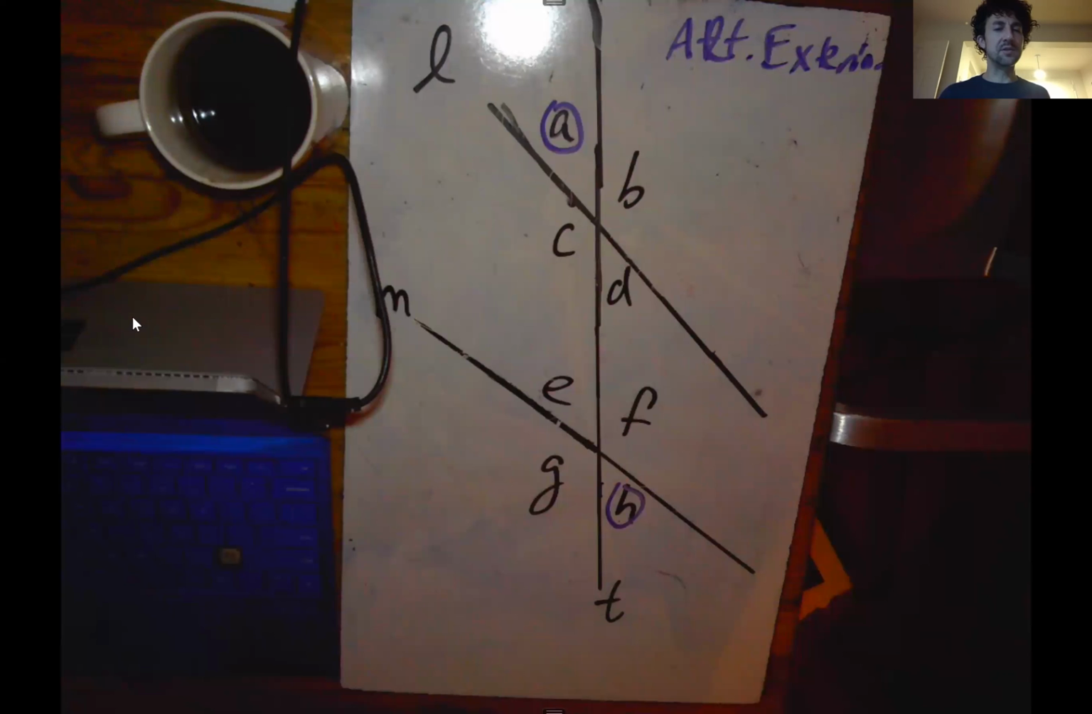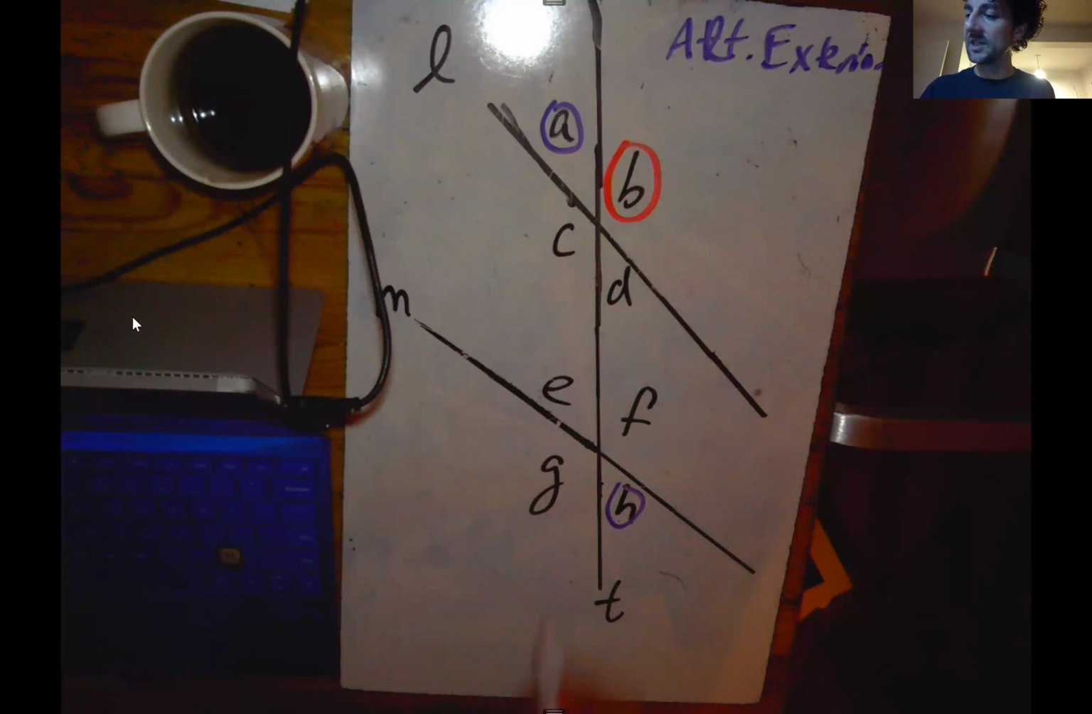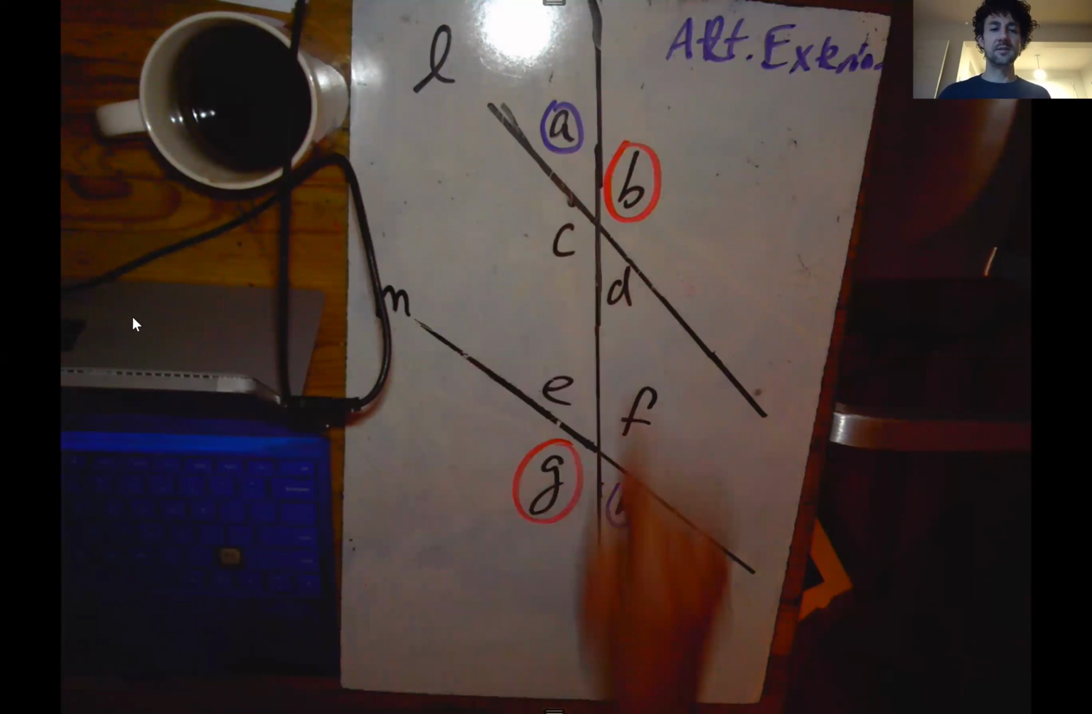Another example of alternate exterior angles: angle B is alternate exterior with exactly angle G. So these are alternate exterior, A with H, B with G.